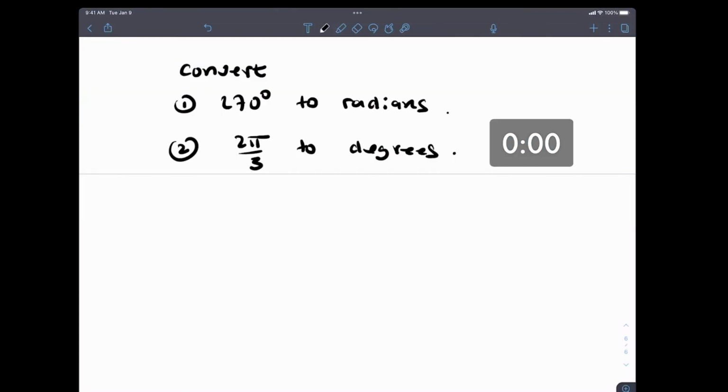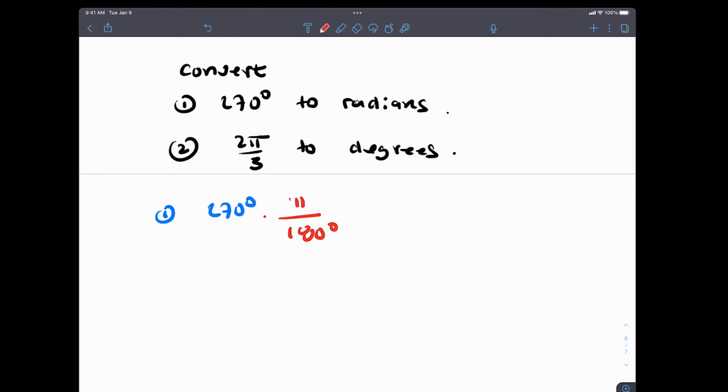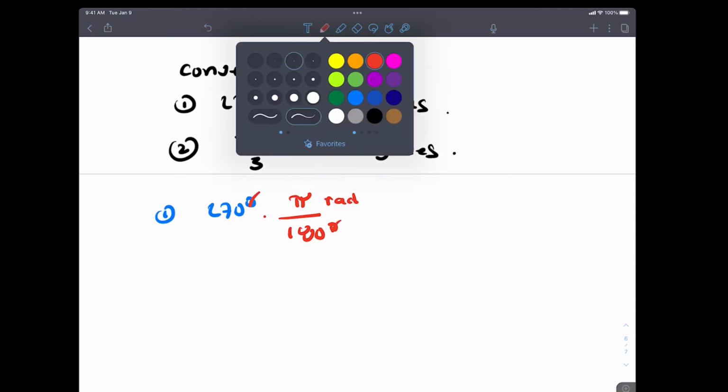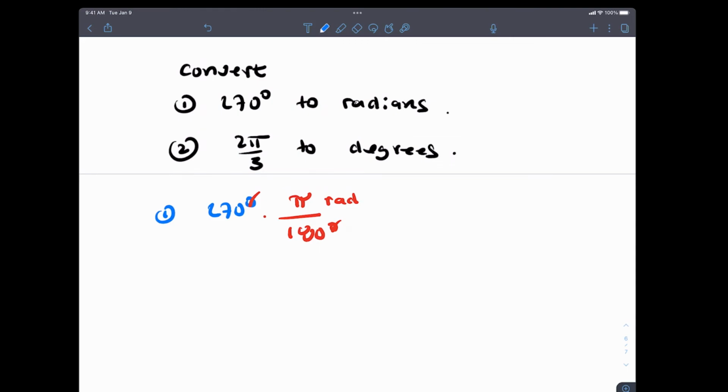Okay, you guys ready? You guys ready for this? All right. Number one, you take 270 degrees, and what do you use here? You know how I think of this? If degrees are on top, what do I need on the bottom? So I put 180 degrees with pi. Remember, that's called radians. It's actually just a real number. And guess what cancels? Your degrees cancel. Is that right?